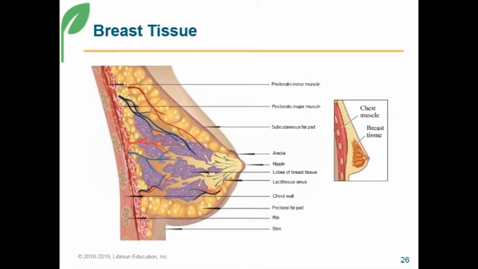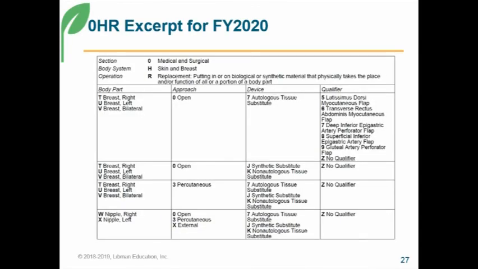The only structure here that can be approached externally is the nipple, and that's staying, and that's going to still have external in that row. So this is what the table will look like for 2020. You can see percutaneous is still in the row where external left, and nipple now still has all of what it needs in order to do the procedures correctly.